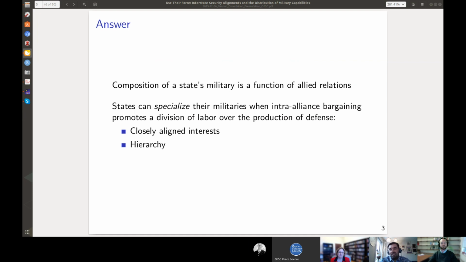A state can specialize its military, either omitting the production of some assets or overproducing others, when it has a relationship with its allies that's conducive to intra-alliance bargaining. In other words, it can have a division of labor over the production of defense. You build the minesweepers, I'll build the aircraft carriers, and with our powers combined, we have the necessary naval configuration. But it's not just any alliance that does this. Alliances that have closely aligned interests and a hierarchical relationship are ones that I think are more conducive to this kind of arrangement.